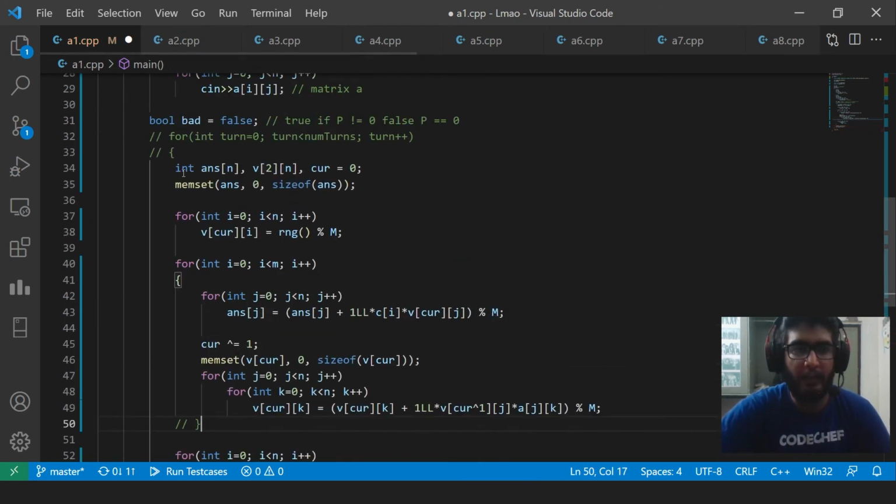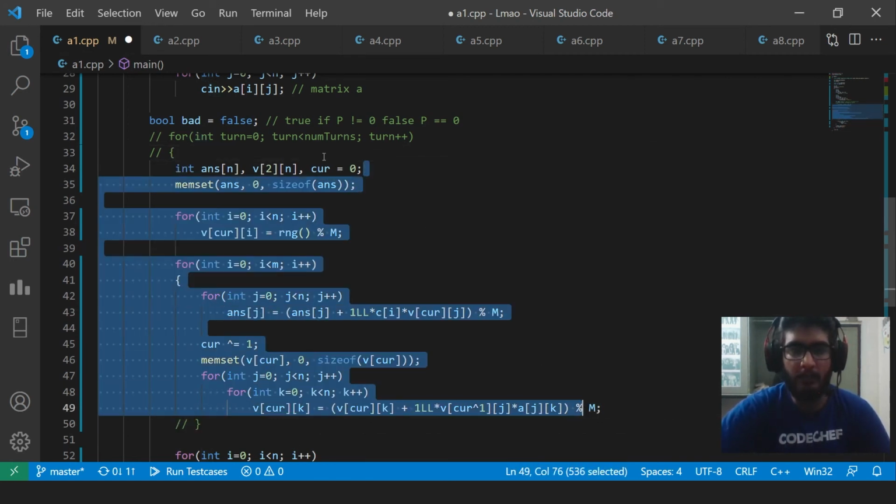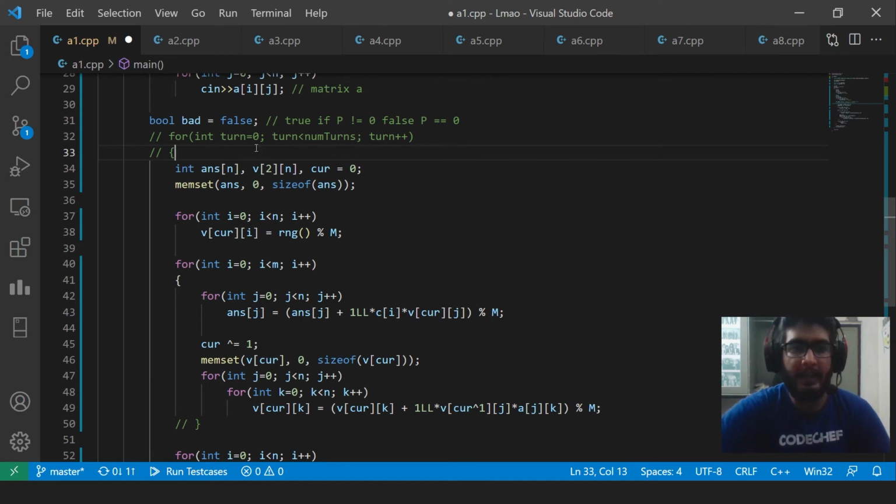So let us look at the algorithm for now, Freivalds' algorithm. So this is Freivalds' algorithm here. And here we have declared an answer vector in which we are going to store the entire vector which turns out. I have also declared two temporary vectors which are going to help us, v0 and v1, right? v0 is of size n and v1 is also of size n, and I also declared cur to basically denote which of these v vectors I am using right now, right?